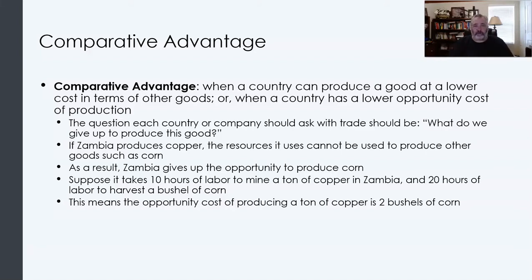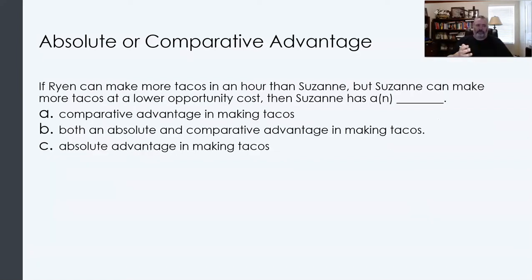So the question that these countries ask is, what do we give up to produce this good? All right? So if Zambia is producing copper, it has fewer resources it can use to produce, say, corn. And so they're giving up some amount of corn production for the sake of copper production. Right? Suppose it takes 10 hours of labor to mine a ton of copper in Zambia and 20 hours of labor to harvest a bushel of corn. So the way they do this is really absurd. And I'll show you what I mean with this next couple of slides.